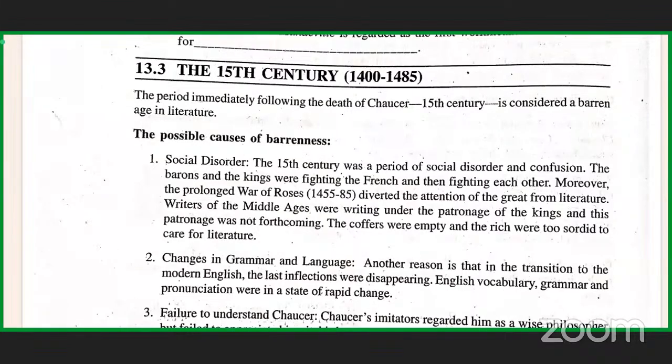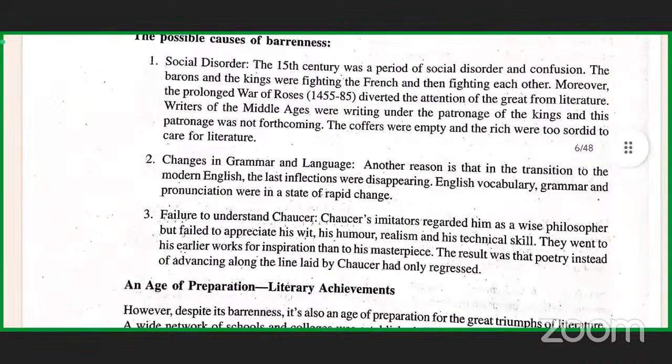Then we have the 15th century, possible causes of barrenness. What were the causes of barrenness? Why was it not flourishing throughout the world? So social disorder was there, changes in grammar and language, and failure to understand Chaucer.